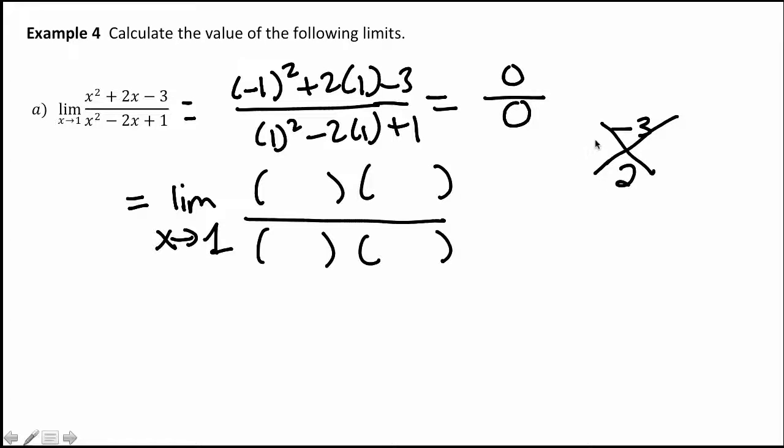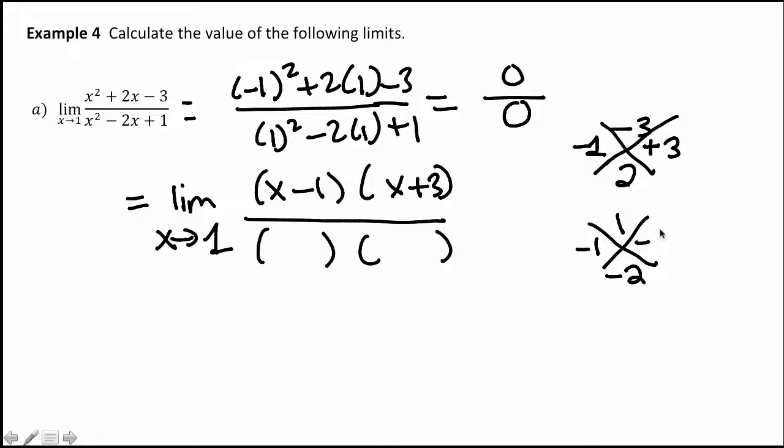which in this case are -1 and +3. So therefore we have x minus 1, x plus 3. In this case we're dealing with factors of 1 that add up to -2, which in this case are -1 and -1. Okay, so we factored, we simplified.